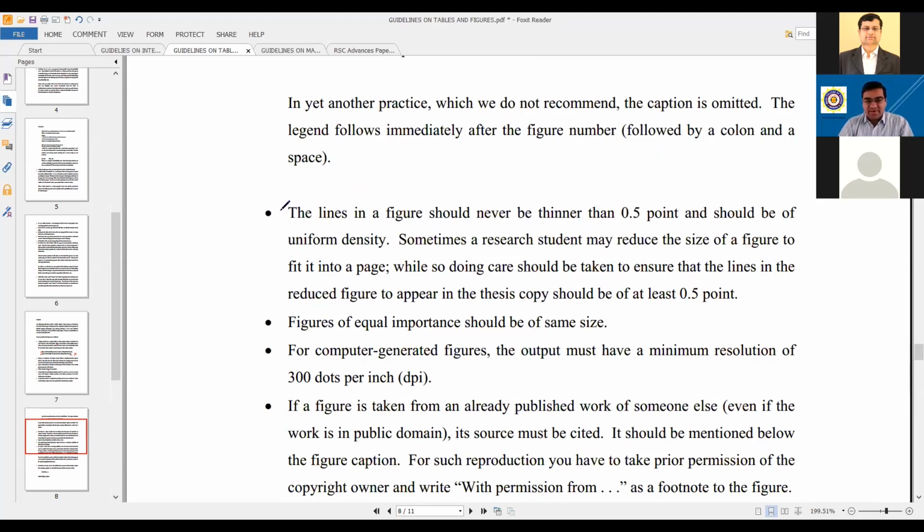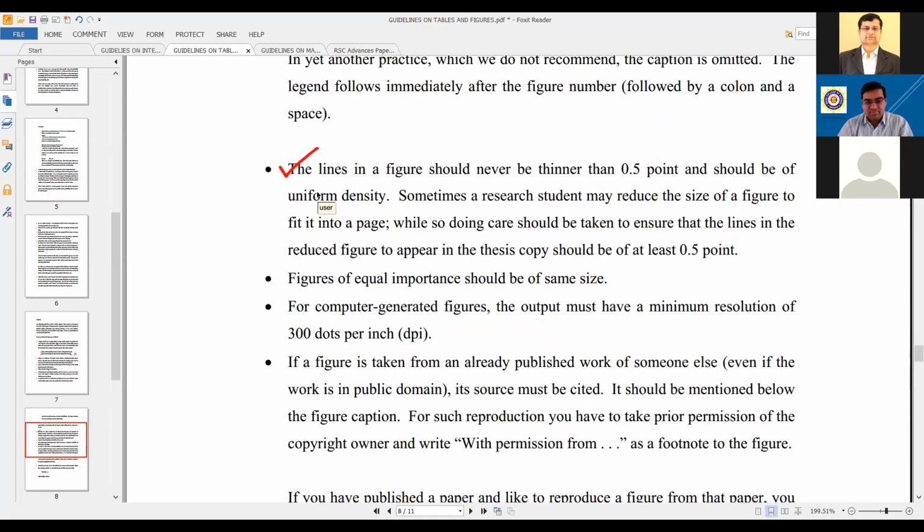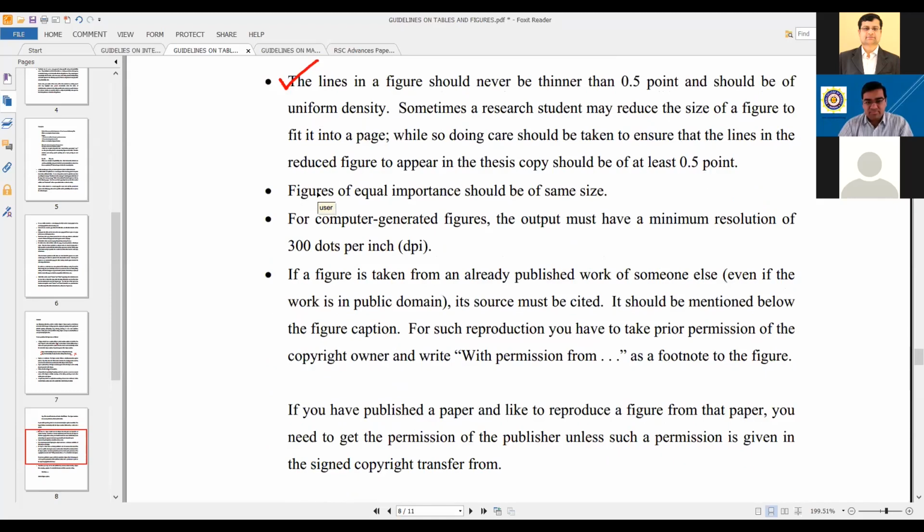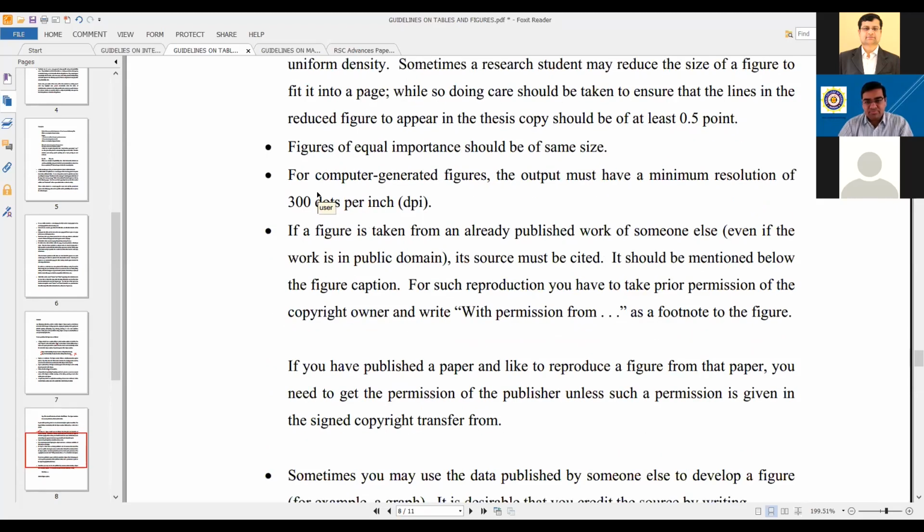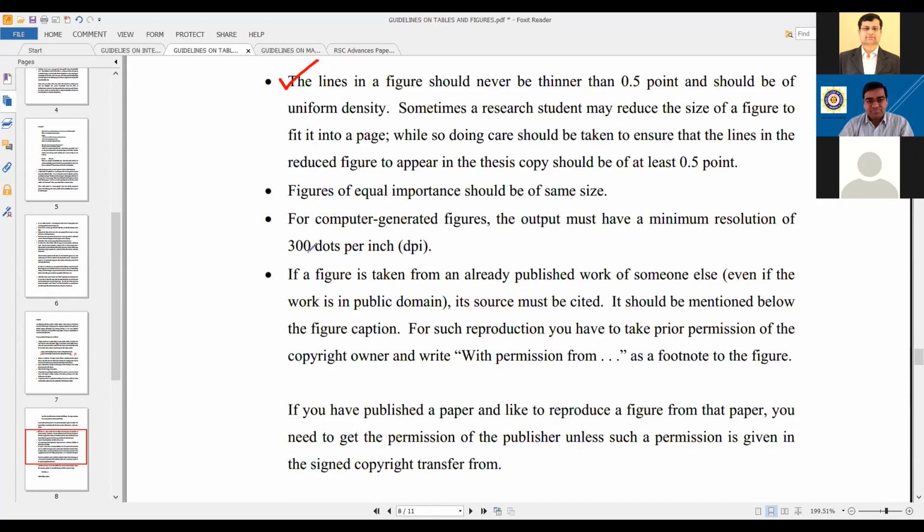Again, it is related to the density of the text. It should never be thinner than 0.5 point and should be of uniform density. Resolution: it should have a minimum resolution of 300 dpi, that is dots per inch. Make sure.